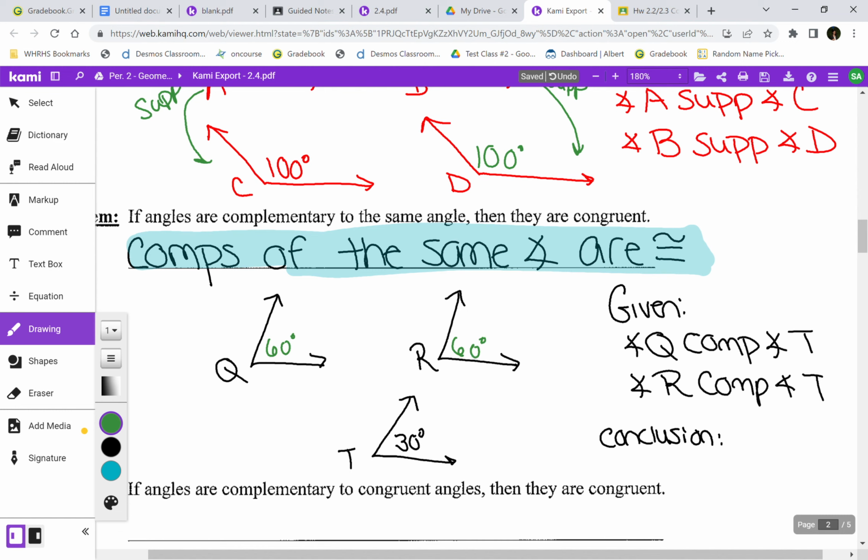What can we conclude? Ethan? Angle Q is congruent to angle R. So what does that mean? If we have two angles that are both complementary to the same angle, those two angles have to be congruent. Comps of the same angle are congruent.